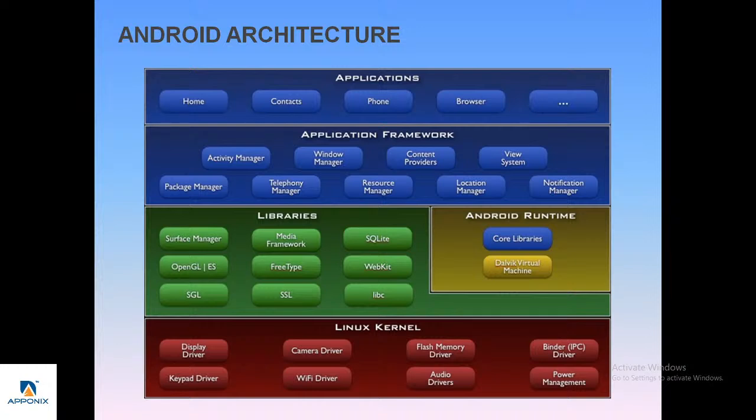So this kernel part is a part of an operating system, and it holds all kinds of drivers. If we want to connect a Bluetooth, we should have a Bluetooth driver in our device. That driver will be there inside the kernel part, so you can consider this Linux kernel part the heart of our Android architecture.